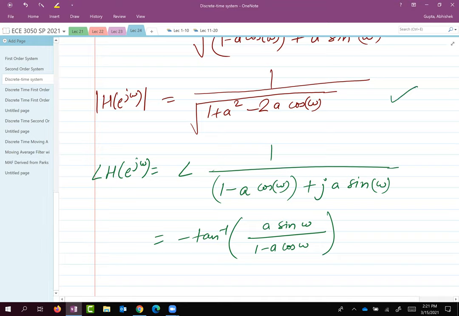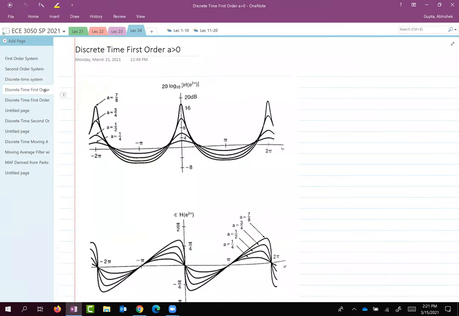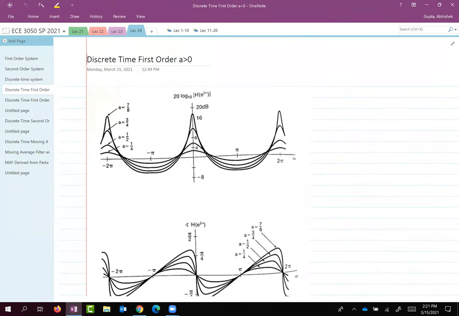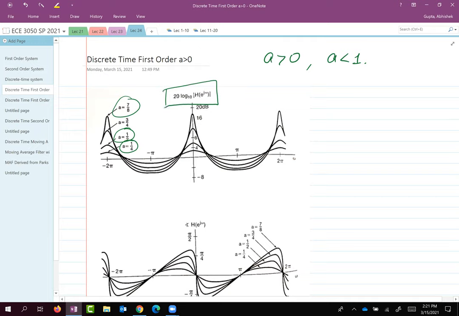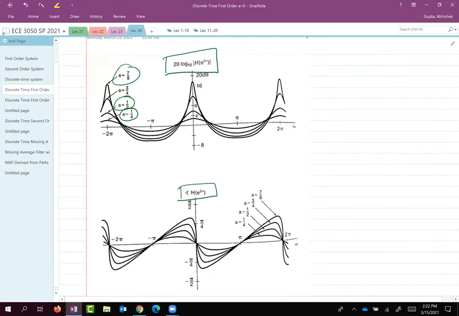Okay, so I have the amplitude curve and I have the phase curve of the frequency response. So let's plot it for various values of a. Any question in this derivation so far? Okay, let's plot it. So this is for a greater than zero and a less than one. So you see for various values of a, 1/4, 1/2, 7/8, we have 20 log base 10 of H of e raised to j omega, and then the angle plotted in this particular figure.